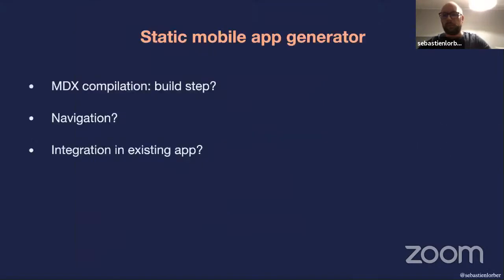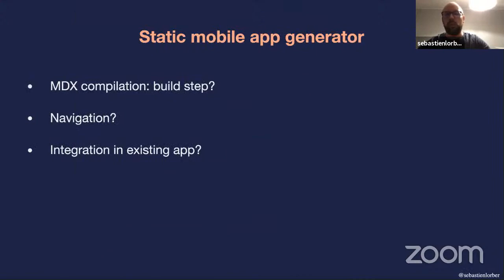What would be interesting is to be able to see the full blog and have some kind of automated process so that I don't hard code too many things to get this working. So can we automate this MDX compilation step as a real step? And what about integrating React Navigation and maybe integrating it in an existing app to have other pages than blog posts? So let's see how we can build a static mobile app generator.